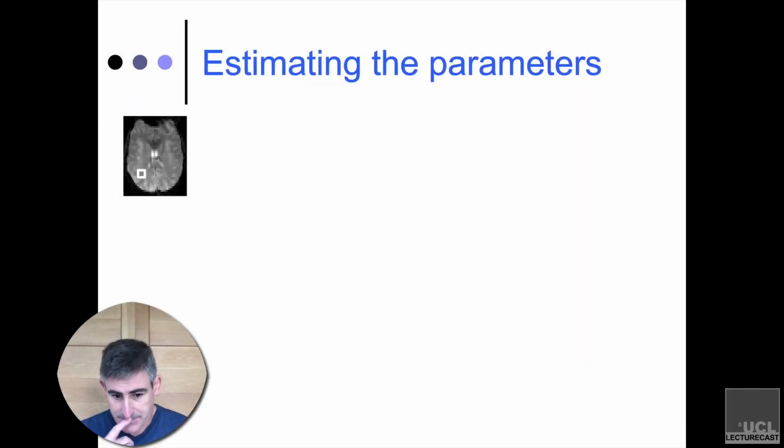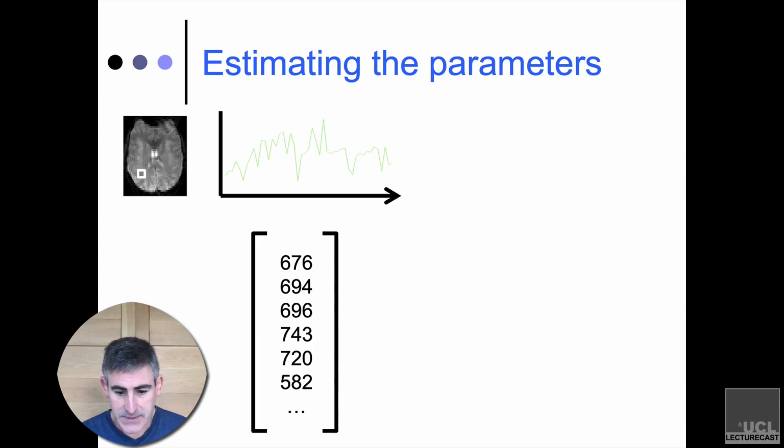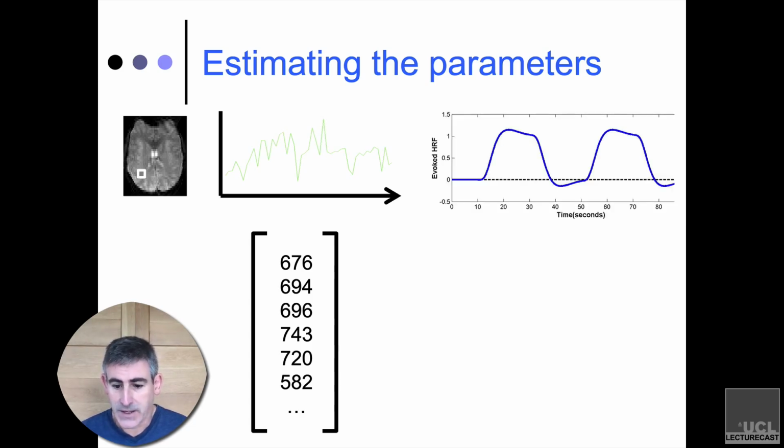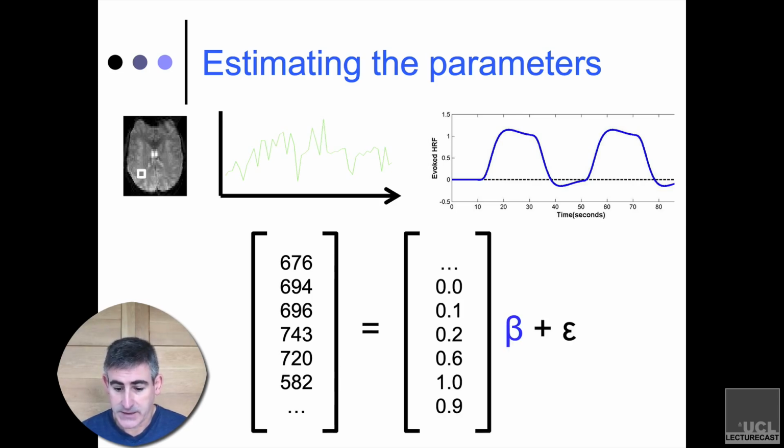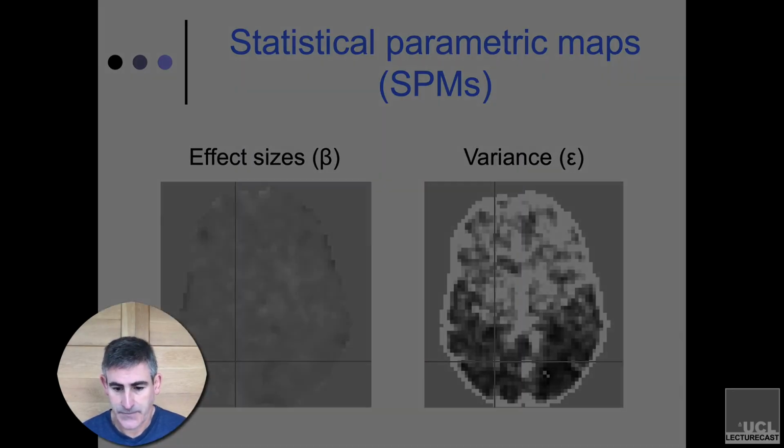With that in mind, when it comes time to estimate the parameters, we've got the data from this voxel in this column vector, y. We've got our model, our expectation, that we can put into this column vector, x. And we now have an equation. We have data, we have this model, and what we can now do is estimate the beta value, the parameter that best fits the two, and then anything that's left over goes into the residual error, the epsilon.